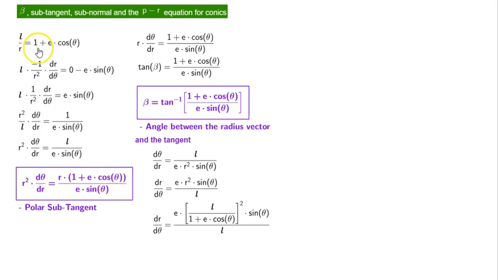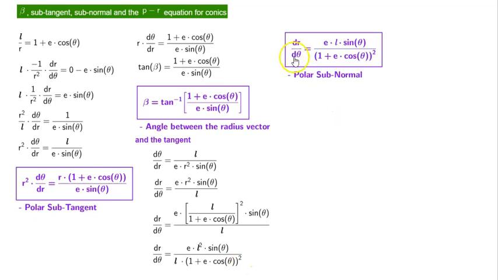Let's substitute R. Here we can get it from the equation itself. R is equal to L by 1 plus E cos theta, the whole square, times sine theta divided by L. So simplifying this, we get dr by d theta is equal to E times L square sine theta divided by L times 1 plus E cos theta square. That gives us dr by d theta is equal to E times L times sine theta by 1 plus E cos theta, the whole square. L and L gets cancelled. That is our polar subnormal.